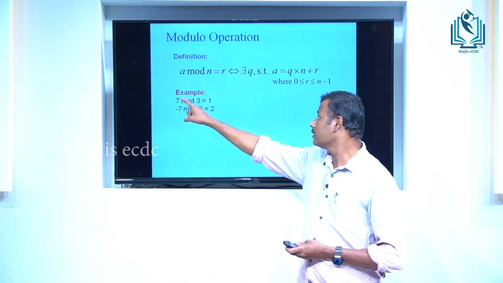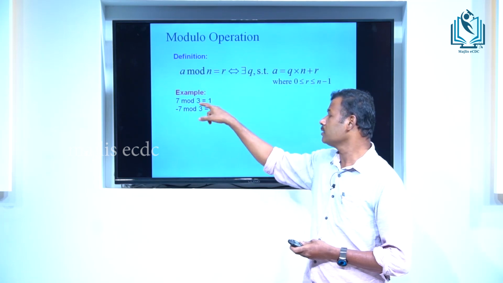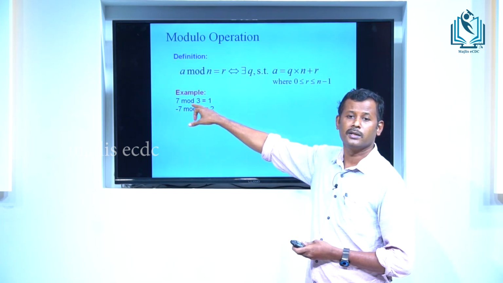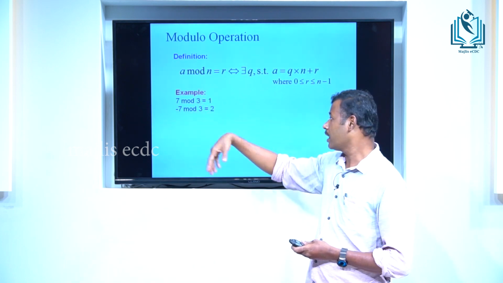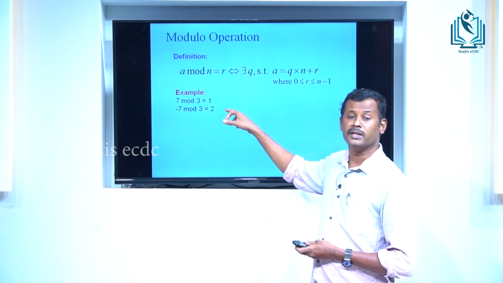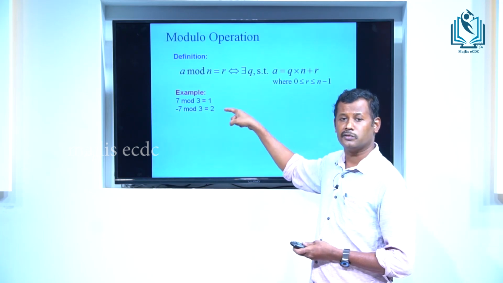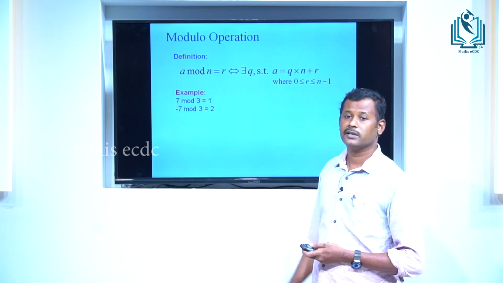Here 7 minus 1 equals 6, which is divisible by 3. That means 3 divides 6. And minus 7 mod 3 equals 2 means minus 7 minus 2 equals minus 9, which is also divisible by 3.